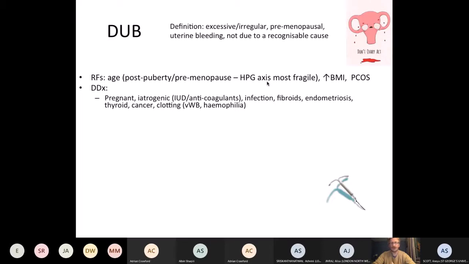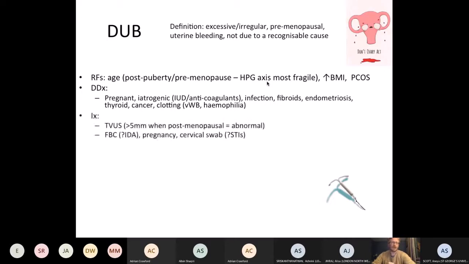Fibroids, endometriosis, thyroid, both hyper and hypo. Cancers, endometrial cancer being the most common, but also cervical and vaginal. And clotting abnormalities like von Willebrand's disease and haemophilia A or B. So those are the sort of things you want to be ruling out before you diagnose someone with DUB.